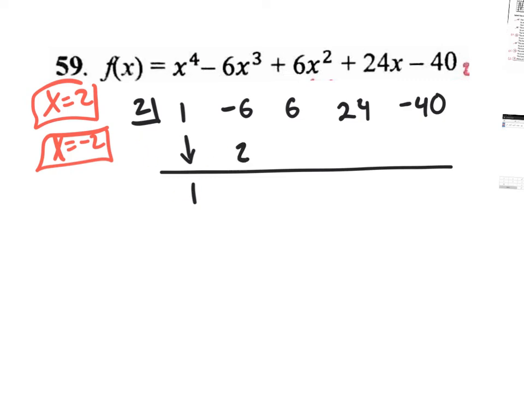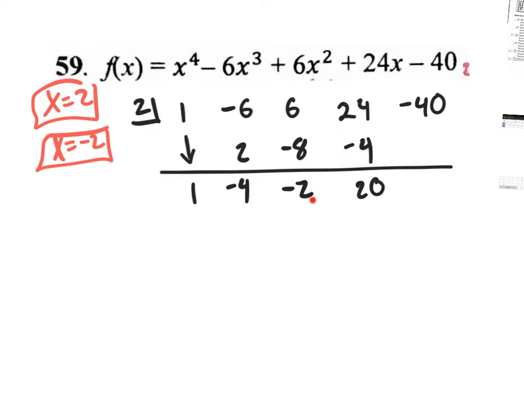As you go down, you combine. Negative 6 plus 2 is negative 4. As you go up, you multiply. 2 times negative 4 is negative 8. As you come down, you combine. 6 and negative 8 is negative 2. As you go up, you multiply. 2 times negative 2, that's negative 4. As you come down, you combine. 24, take away 4, that's 20.